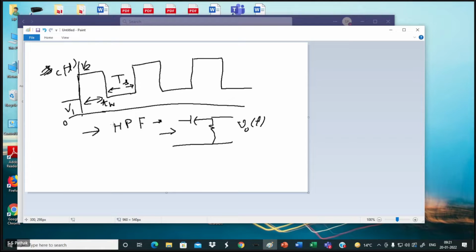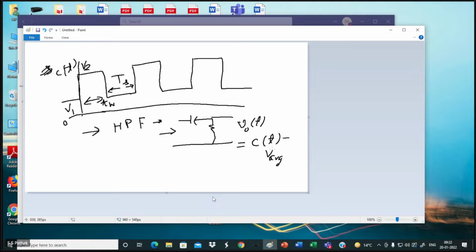So V0(t) will be nothing but C(t) minus V average. Will V average be constant or not? V average will be constant, it will not be a function of t. It comes as a function of t in some other applications, but here V average will be constant. So C(t) minus V average becomes your V0(t).